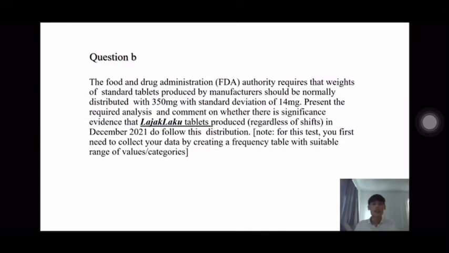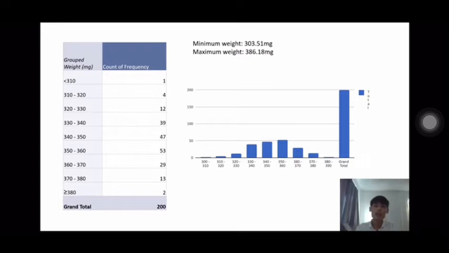Now I'm going to explain question B. Question B is about the FDA authority requiring that the weights of standard tablets produced by the manufacturer should be normally distributed with a mean of 350 mg and a standard deviation of 40 mg. The minimum weight is 303.51 mg, while the maximum weight is 386.18 mg. And this is the frequency table, and this is the range that we decided, and this is the histogram that we plotted from the frequency table.